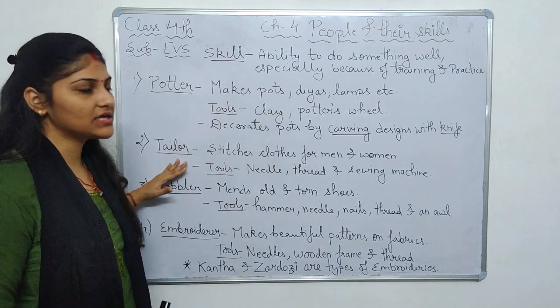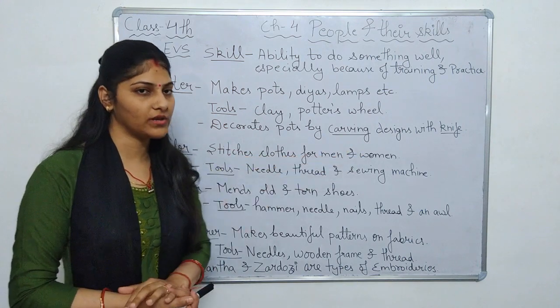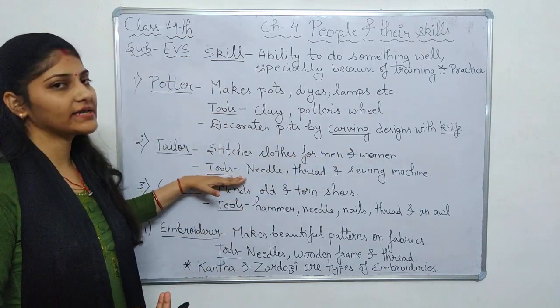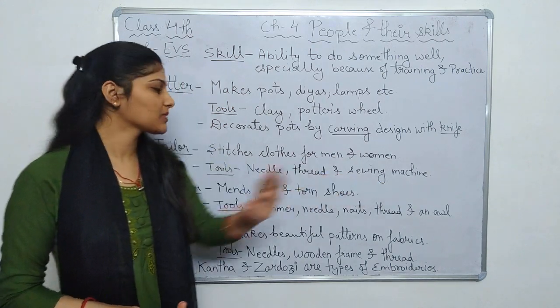Now next is tailor. What does a tailor do? He or she stitches clothes for men and women. The tools used by a tailor are needle, thread and sewing machine.